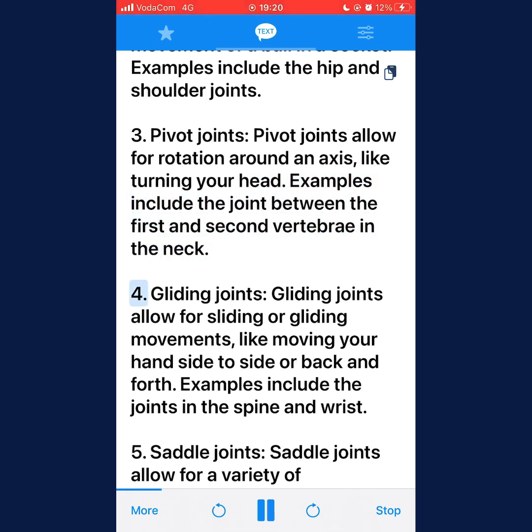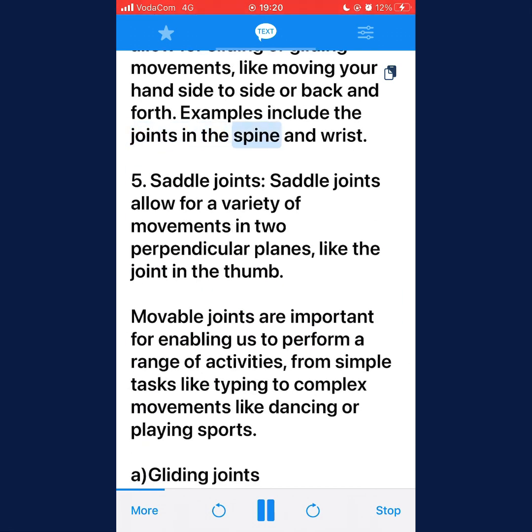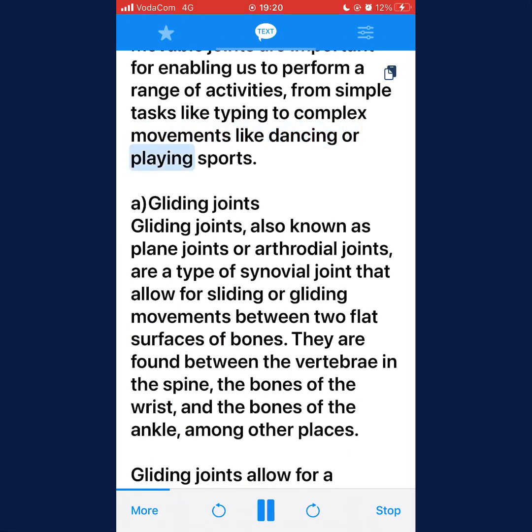4. Gliding joints. Gliding joints allow for sliding or gliding movements, like moving your hand side to side or back and forth. Examples include the joints in the spine and wrist. 5. Saddle joints. Saddle joints allow for a variety of movements in two perpendicular planes, like the joint in the thumb. Movable joints are important for enabling us to perform a range of activities, from simple tasks like typing to complex movements like dancing or playing sports.